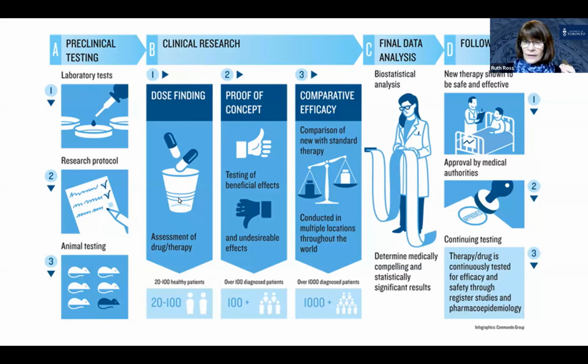So you start with a very low dose, keep monitoring, increase the dose, and look at the levels of the drug in the plasma and the blood. And then initial proving of the concept. So in a small group of people with the illness, you're doing a comparison. Does the drug show any evidence of being effective?